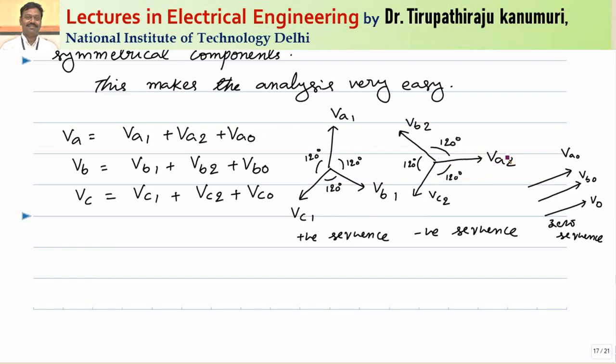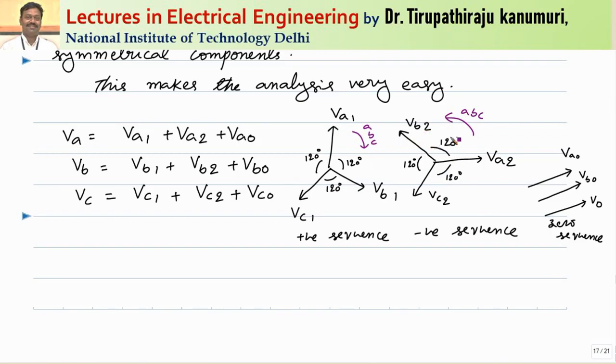Here you can see, if this is my VA2, VB2 is leading VA2 by 120 degrees and VC2 is leading it by 120 degrees. It is rotating in the opposite direction. That ABC sequence is rotating in the opposite direction. This is my ABC, it is rotating like this, but here the ABC sequence is rotating in the clockwise direction. First A is coming, then B, then C. So here the sequence is ABC, but if you take the clockwise direction, the sequence is ACB. That's why it is called negative sequence.